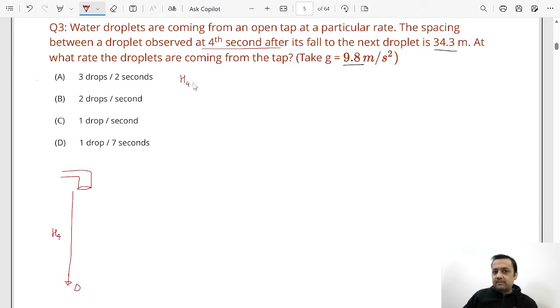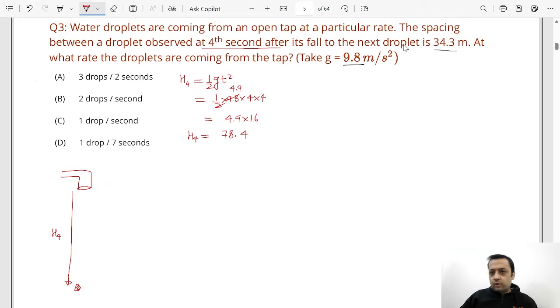So h4 can be written as half gt square. Height fallen is half gt square using kinematics basically. So gravity is 9.8 into time is 4 into 4. All right, so how much does this become? This becomes 4.9 into 16. So 16 nines are 144, so 14 carry, and 16 fours are 64 and 14 is 78, so 78.4. This is the value of the height fallen by this drop after 4 seconds.